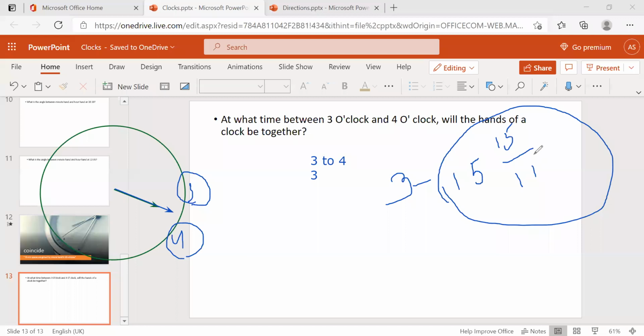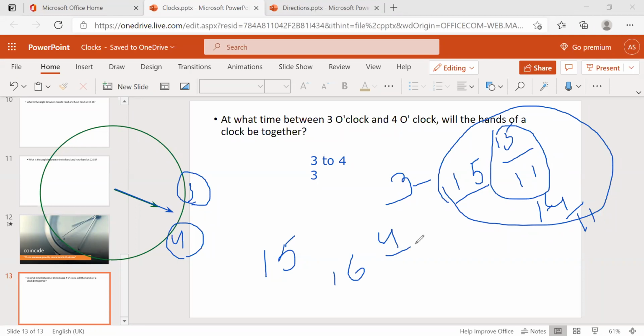15 by 11 is not in a clear format, so just convert it into a mixed fraction. Just keep the 15, and 15 by 11 converted into a mixed fraction is nothing but 1 4 by 11, right? So this 1 is added to this 16 4 by 11. So our answer is 3 16 4 by 11.